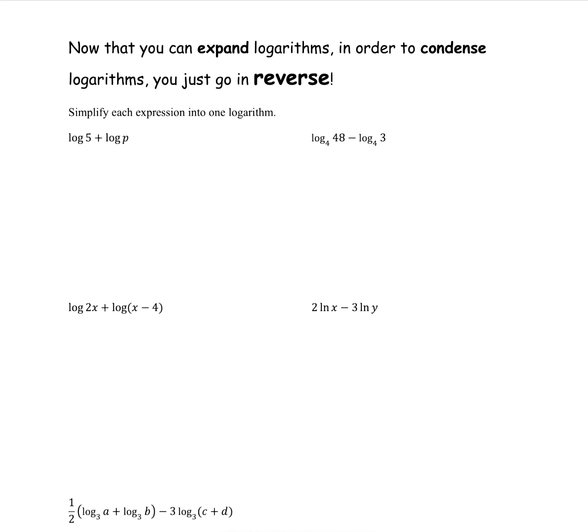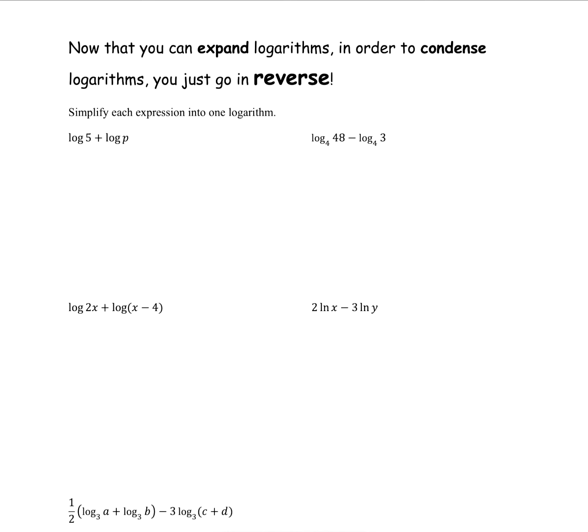The last part of these notes, instead of expanding logarithms, so writing one logarithm as multiple logarithms, we are going to condense it. So we're going to take multiple logarithms and try and write them as one logarithm. So it's just exactly what we just did in reverse. So if you're good with expanding, you're going to be good with condensing.